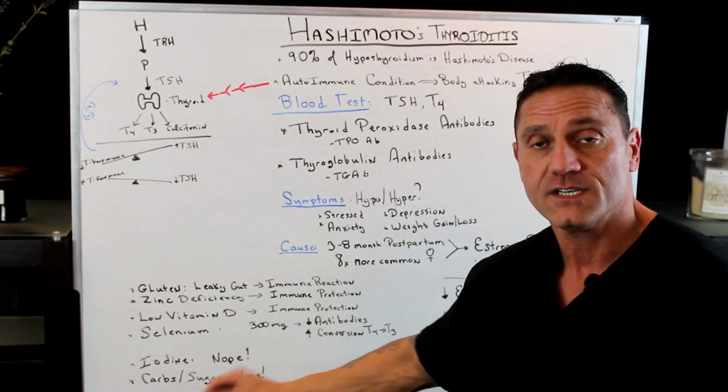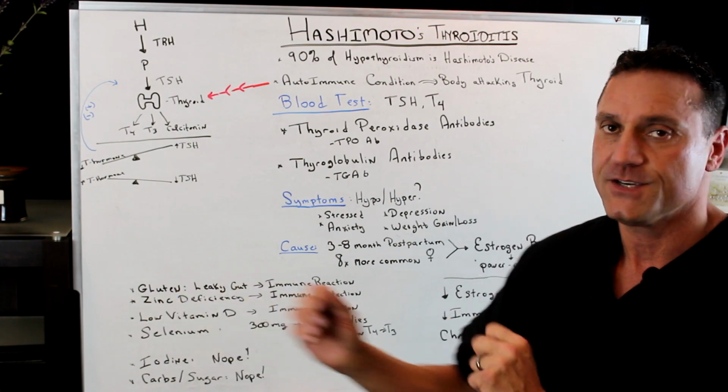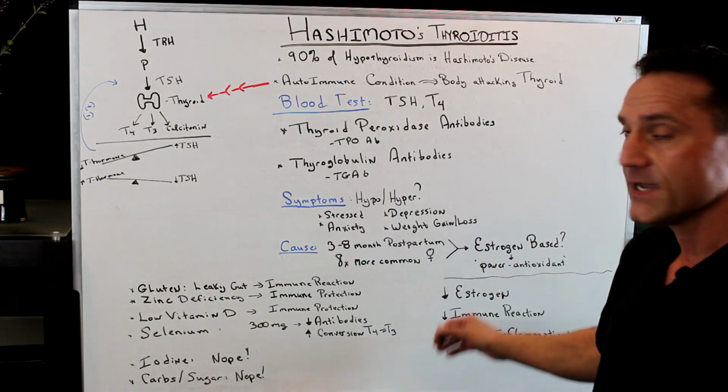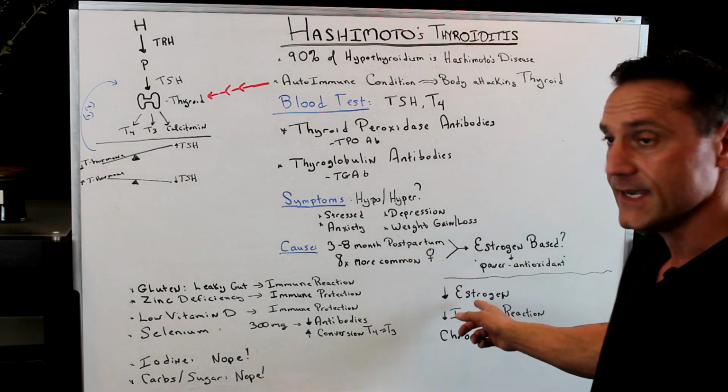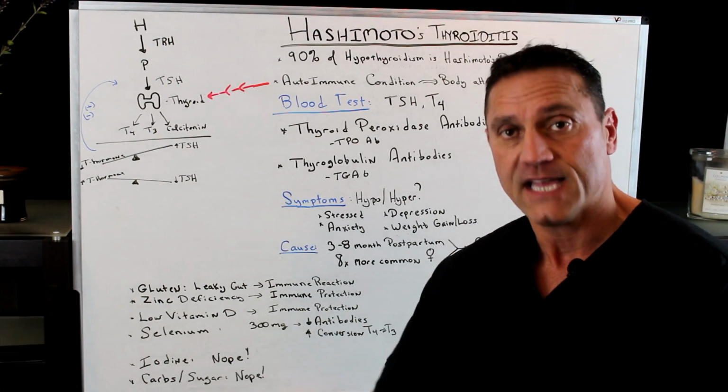Also, too, in addition, watch the carbs, watch the sugar. Carbs and sugar will cause the body to have chronic inflammation. Again, chronic inflammation, lower the immune response. Okay, then you have the fluctuations of estrogen. Again, it just opens the body up for an infection or pathology.